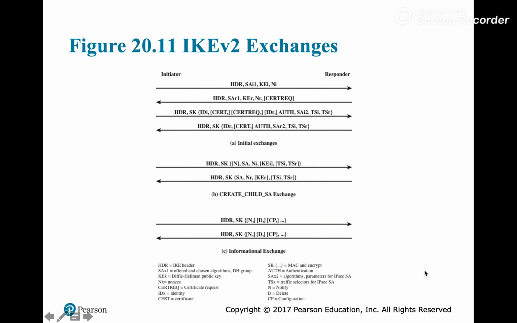IKE is a very complicated protocol itself. It would take another complete lecture if I wanted to explain it, so we just go through it as a summary.